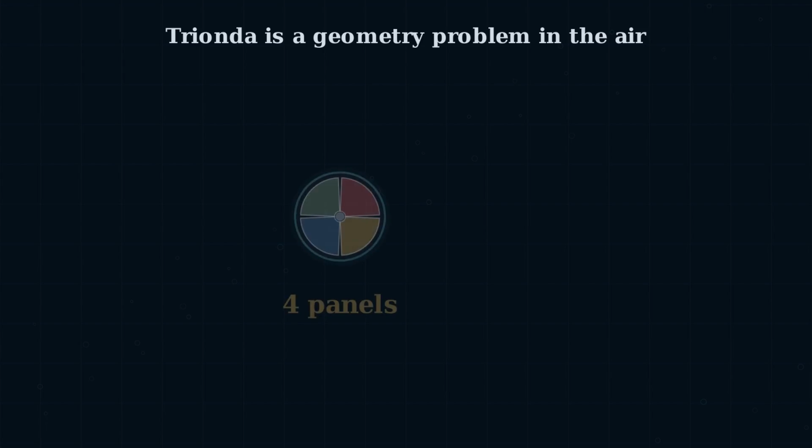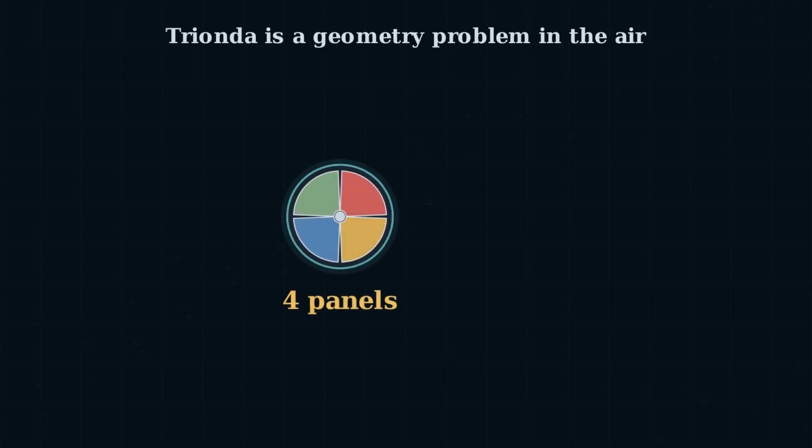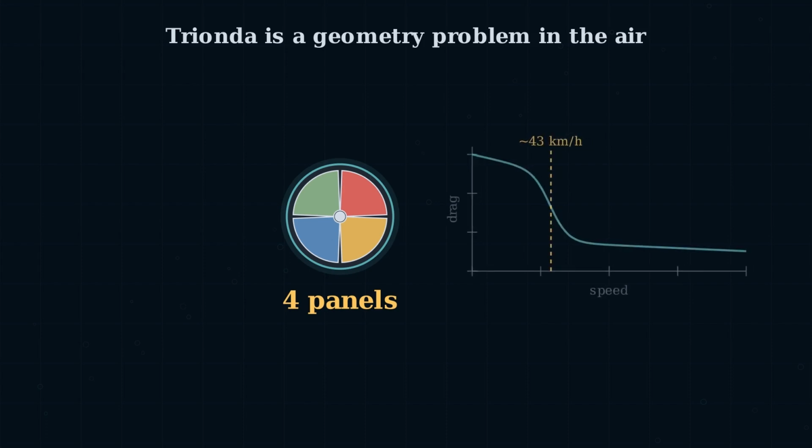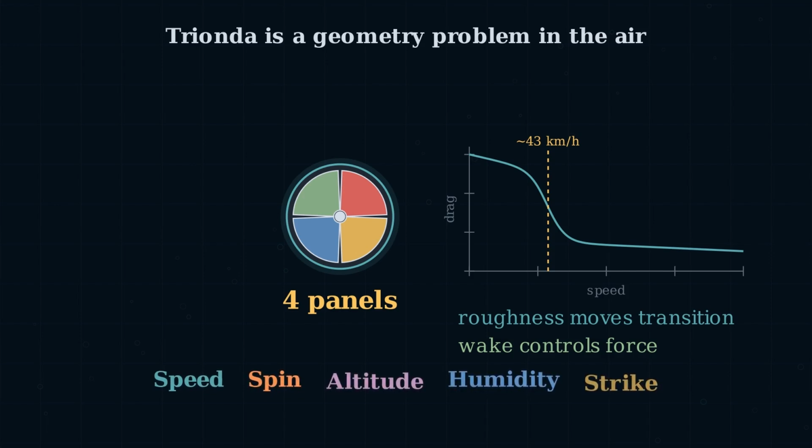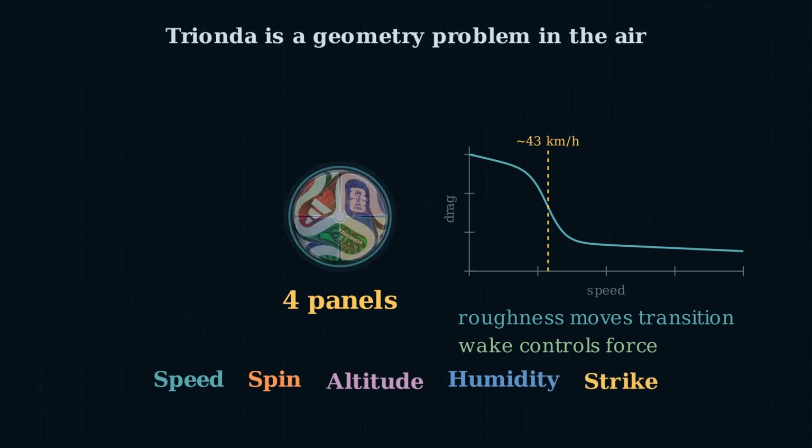Now look closer at Trionda. Its 4-panel construction is a bold geometry choice. The surface texture, grooves, and seams are not only decoration, they are part of the aerodynamic design. In this simplified graph, speed runs from left to right, while drag rises vertically. The dip marks the drag crisis. The boundary layer changes, the wake narrows, and drag falls. Surface texture can shift where that transition happens.